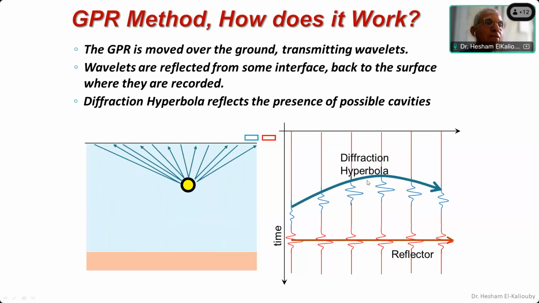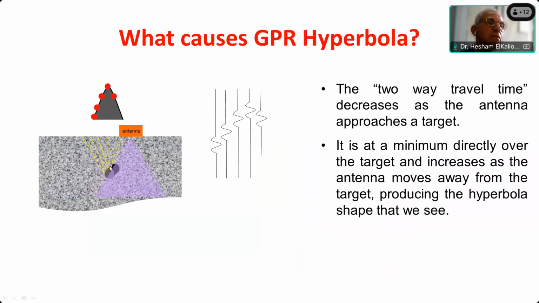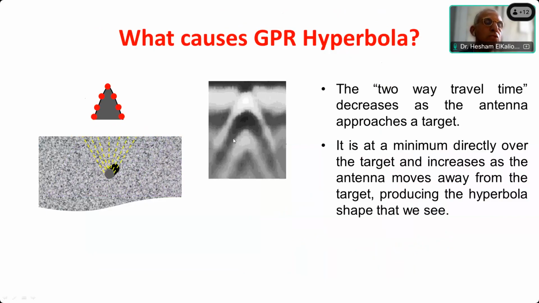If I have a utility or cavity here and I have an antenna here, let's see how we record this hyperbola. First, we record the 2-way time coming from the GPR reflections. It's recorded here as points. When the antenna is just above this cavity or utility, it takes shorter time. The minimum time is just when the antenna is directly above it. And then we have all of these traces taking the hyperbolic shape, and it can be displayed in a grayscale like this shape.